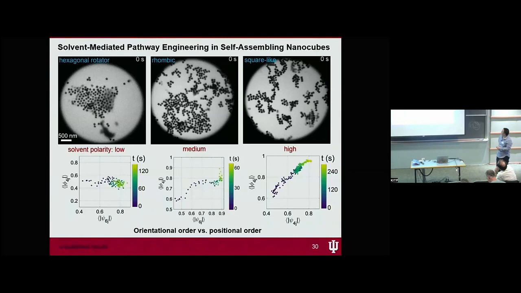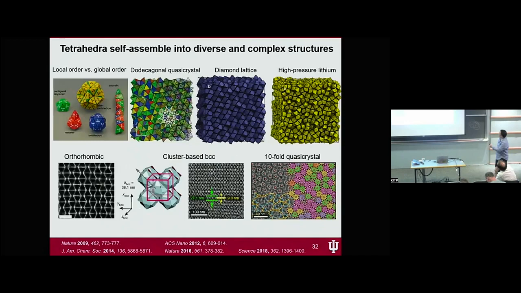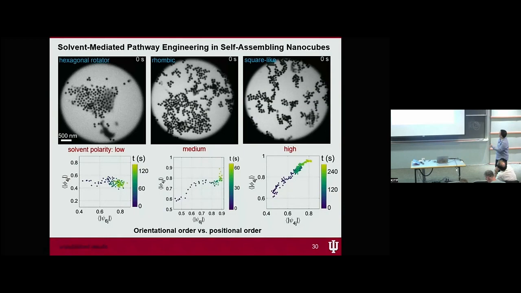Oops, sorry. Low polarity, okay. So on one, I guess you have assembly on both sides for the low polarity, but for the high one, it seems to be only assembly on one side. Is there a reason? I think it's probably just a coincidence, and we do have other movies where even for this square-like formation, we see the other side.